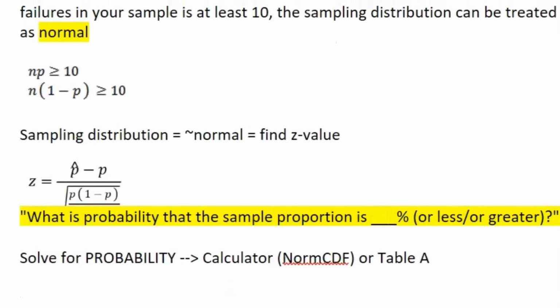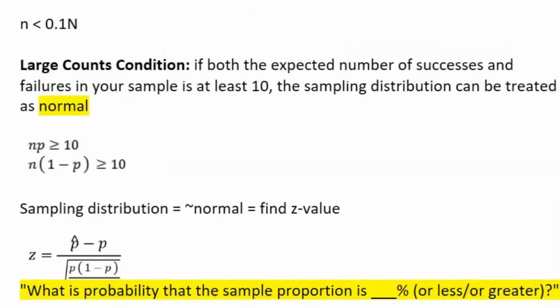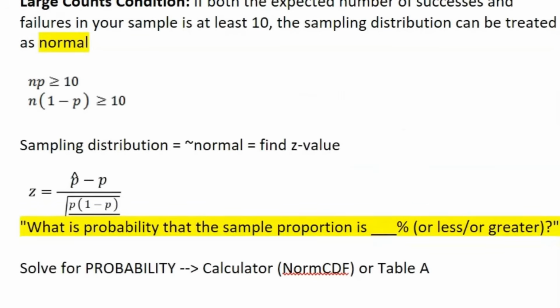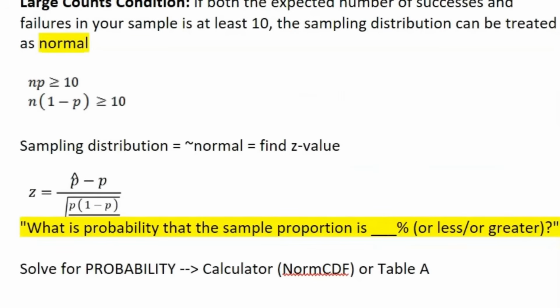Now, it's also important to note that if your sampling distribution is approximately normal, which it should be because, remember, we have to satisfy the large counts condition, then we can find the z-value, which is the number of standard deviations that our statistic is away from the mean. So once we get the z-value, we can solve for the probability of something, right? Because a lot of times these questions are going to say, what is the probability that the sample proportion is a certain percent less than, equal to, or greater than, right?